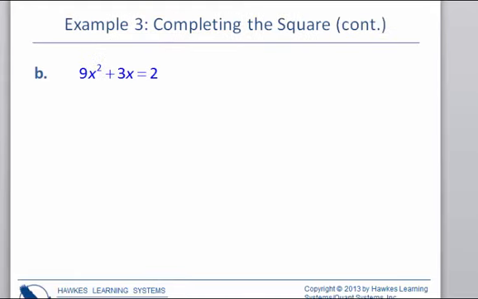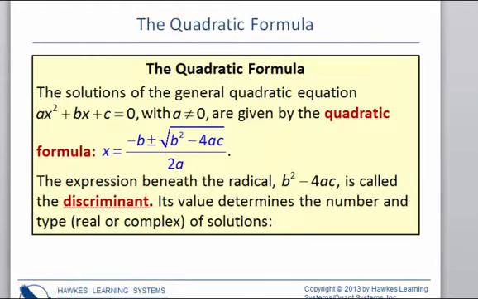Okay, so let's go ahead and look at the quadratic formula. All right, so this is our last method for solving a quadratic equation. We're hopefully all familiar with the quadratic formula. We know that the formula is x is equal to negative b plus or minus the square root of b squared minus 4ac, all over 2a.